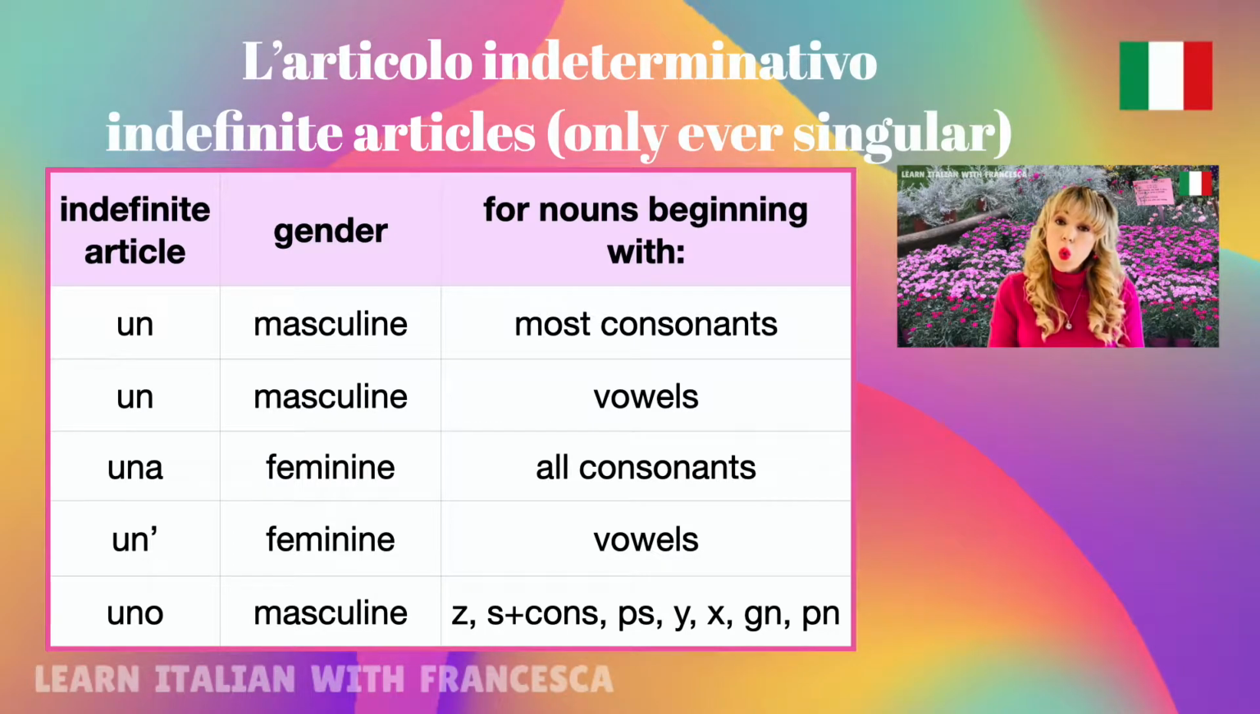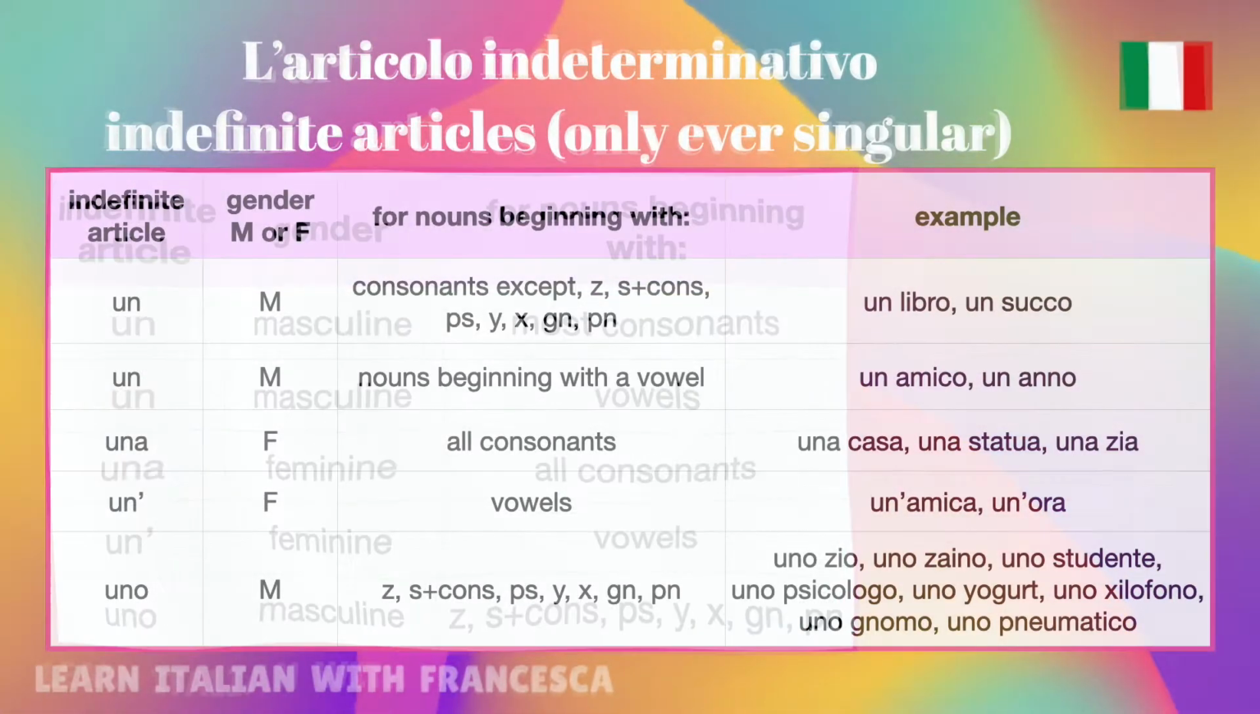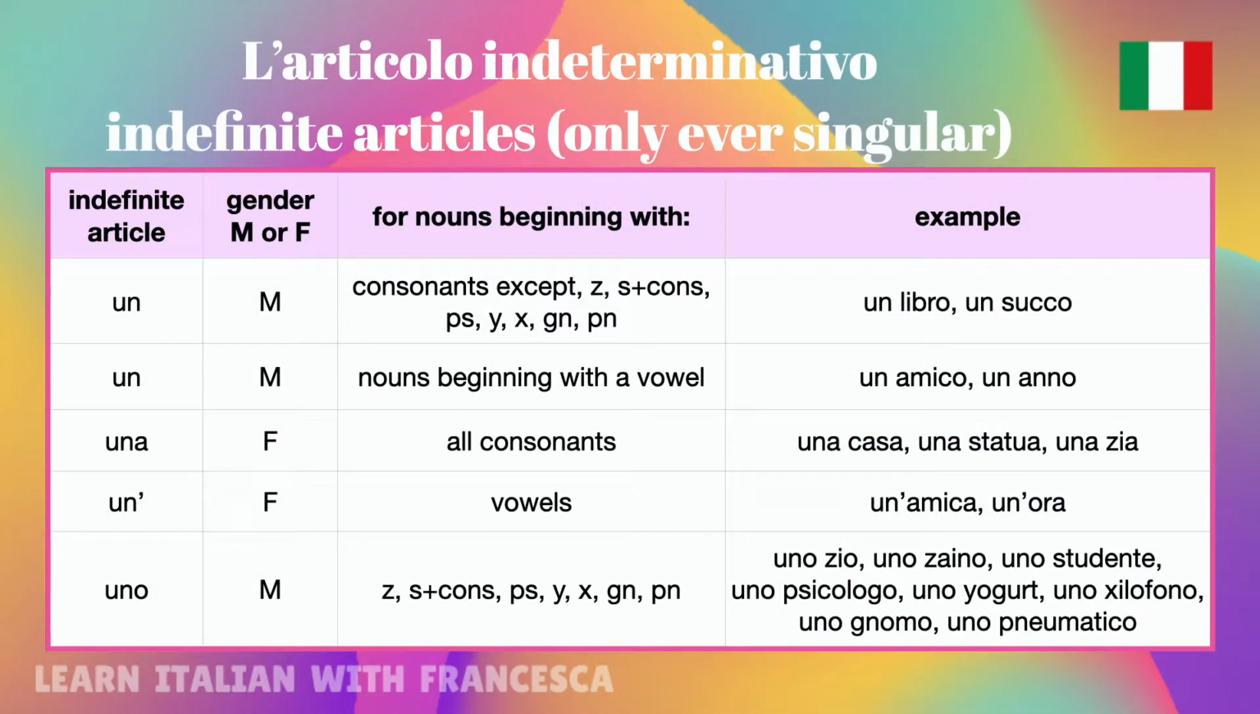And then there is uno. And uno we use for singular masculine nouns that begin with the Z, S plus another consonant, and that category there. Let's look at this table. In the first row we have un, always singular, masculine, for nouns beginning with most consonants, except that category of the Z, S plus consonant, etc. For example, un libro, a book. Un succo, a juice.